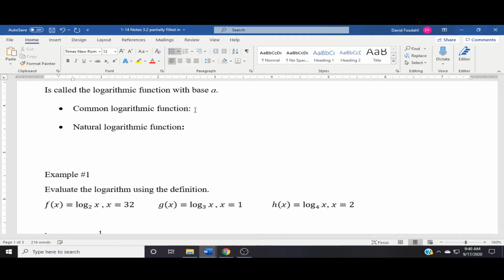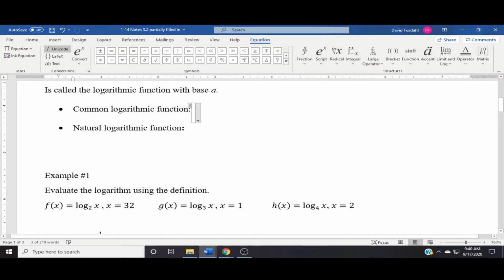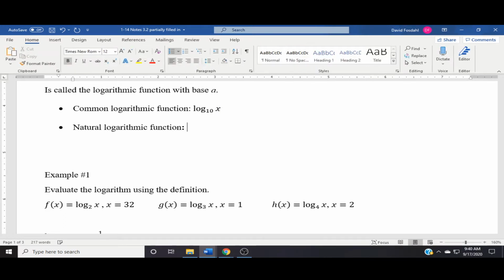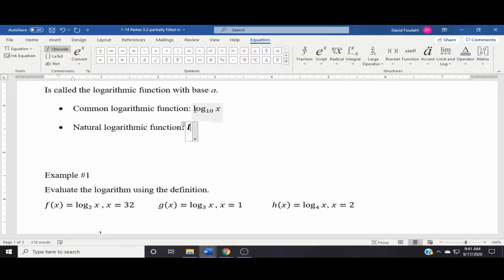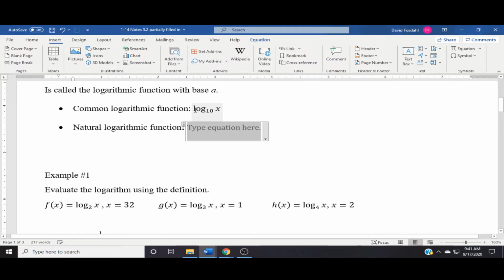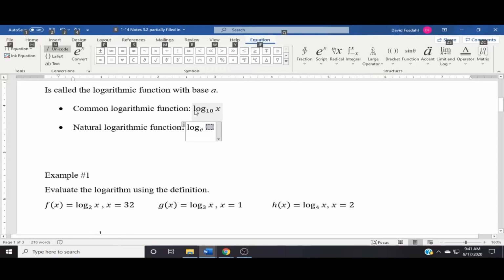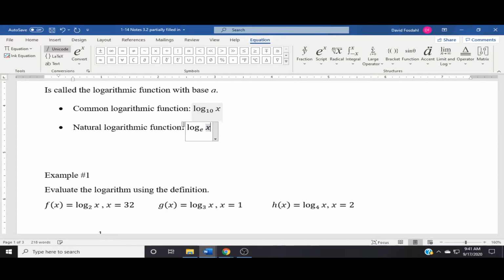Okay, so we have common and natural logarithms. Common is going to be log base 10 of x, and natural is going to be log base e of x, and this is going to equal ln of x.